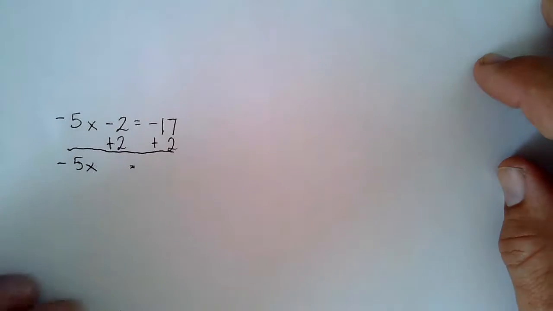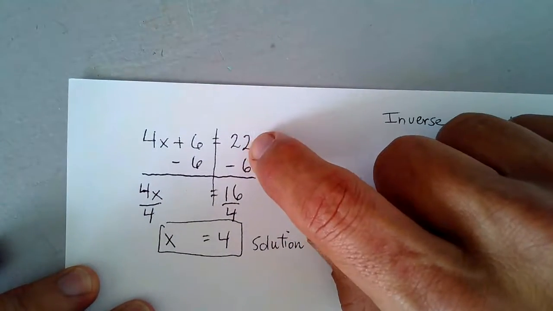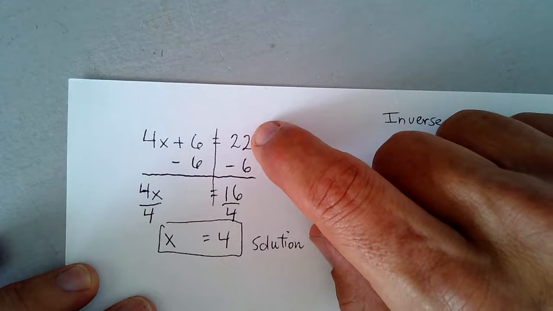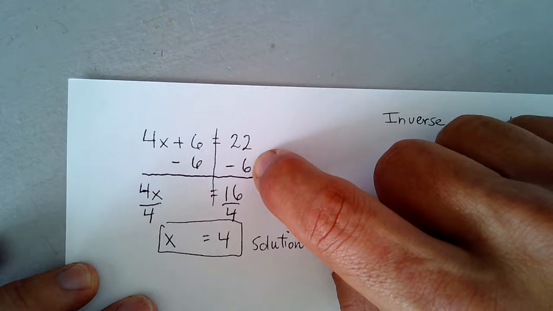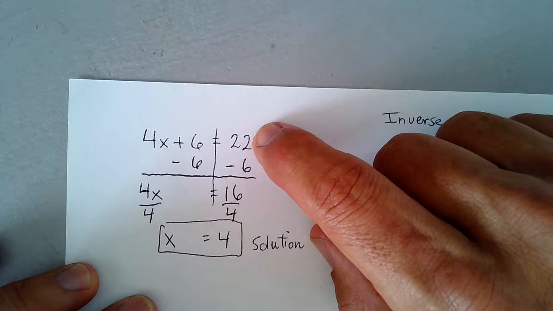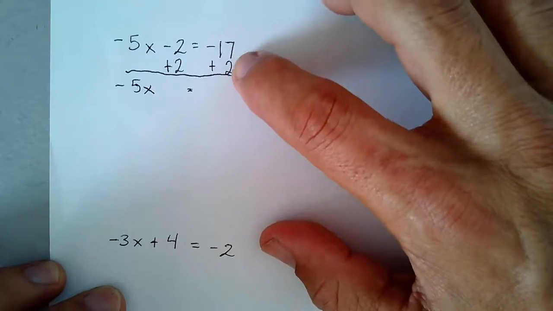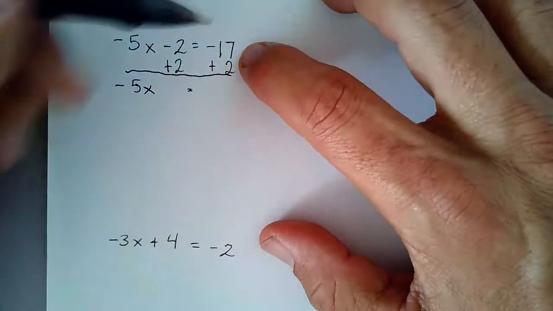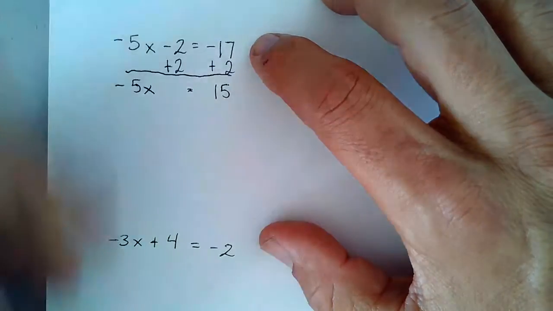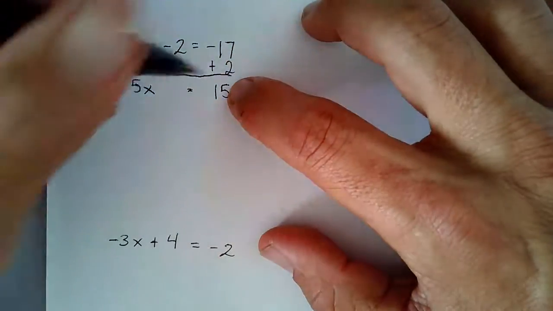Negative 17 plus 2. Now these are different signs. Just like these were different signs here. 22 minus 6. Positive 22, negative 6. You subtract them when the signs are different. And we had more positives than negatives. So that ended up being a positive 16. Same idea here. Different signs. You have to subtract them. And we have more negatives than positives. So the answer to this part is going to be negative.